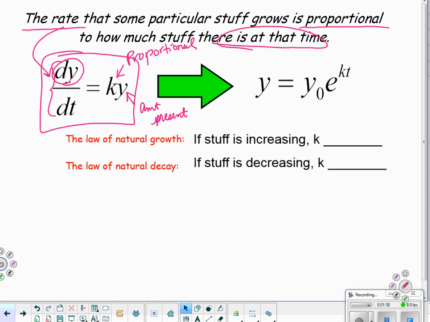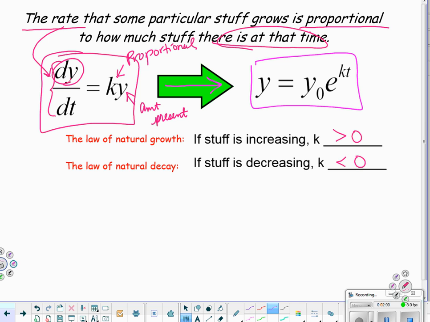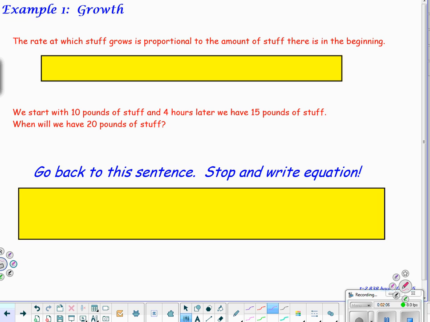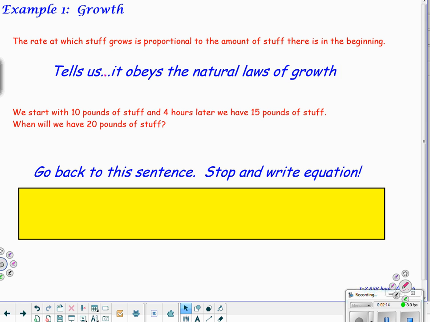If we solved it like we did in day 1, you come up with this solution equation. And it's y equals y naught, the amount present, e to the kt. The law of natural growth: if stuff is increasing, we're going to be seeing a k that is positive. If we have a decreasing or decaying model, k will be less than 0. The rate at which stuff grows is proportional to the amount of stuff there is in the beginning. What am I looking at here? Well, it tells us that it's just obeying the laws of natural growth.